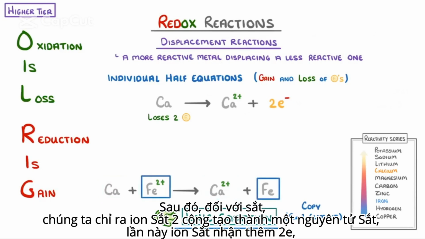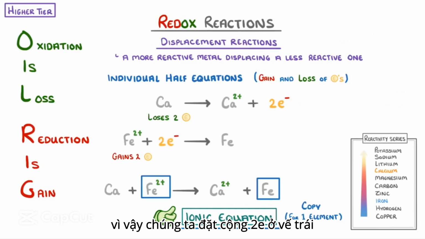Then for iron, we show the iron 2+ ion going to form an iron atom, and then again think about our electrons. This time the iron ion gains 2 electrons, so we place the 2 electrons on the left, because they have to combine with the iron ion.